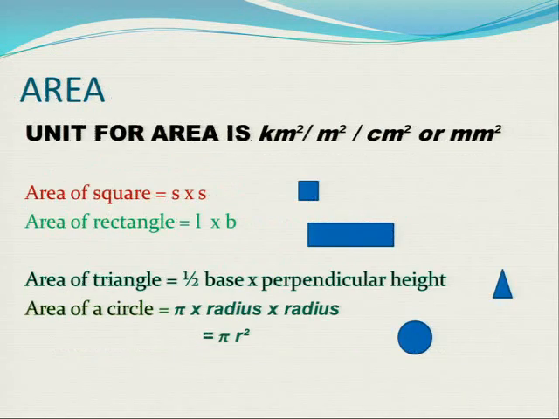Let's quickly recap. The area, we use the unit of kilometer square or meter square or centimeter square. And the area of a square is side times side. The rectangle, L times B. The triangle, half base times perpendicular height, and then the area of a circle is pi times radius times radius.